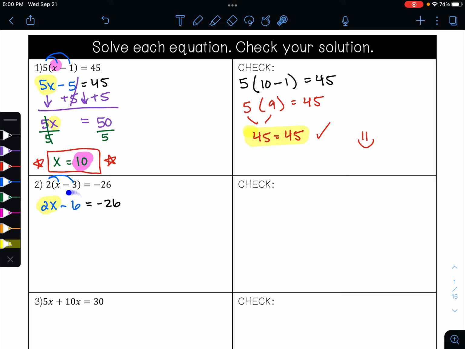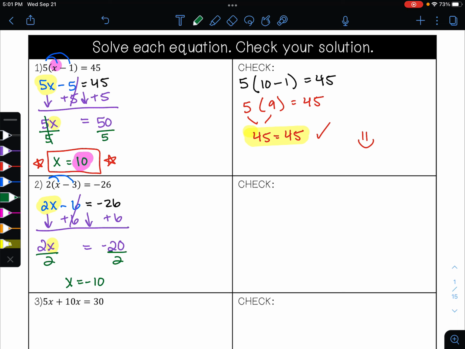Right now, I'm subtracting 6 from 2x. How do you undo subtraction? Addition. And so I'm going to add 6 to both sides. So I'm going to bring down 2x. Negative 6 plus 6 is 0. I'm going to bring down my equal sign. Negative 26 plus 6 is negative 20. I want to get x by itself. X is being multiplied by 2. How do we undo multiplication? Division. So I'm going to divide both sides by 2 and get x is equal to negative 10.